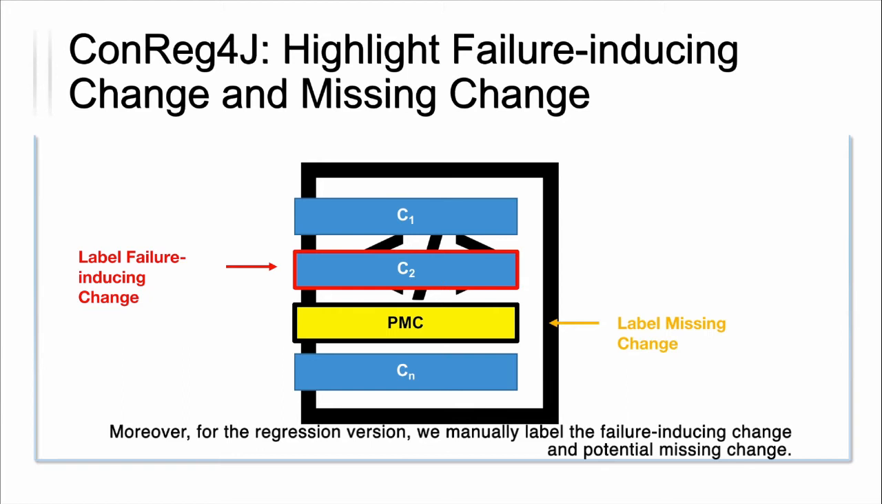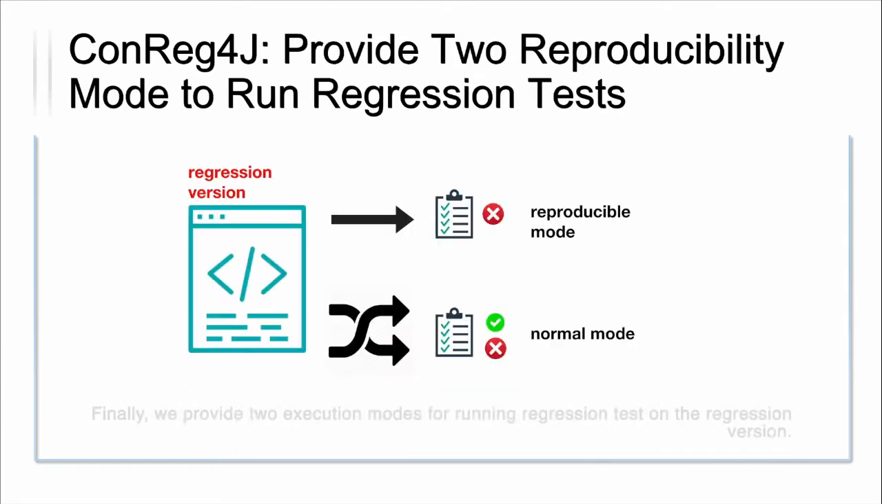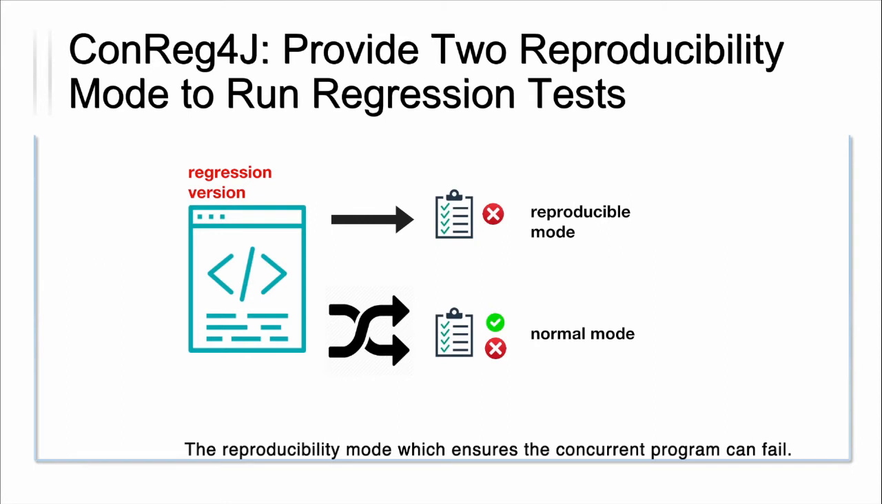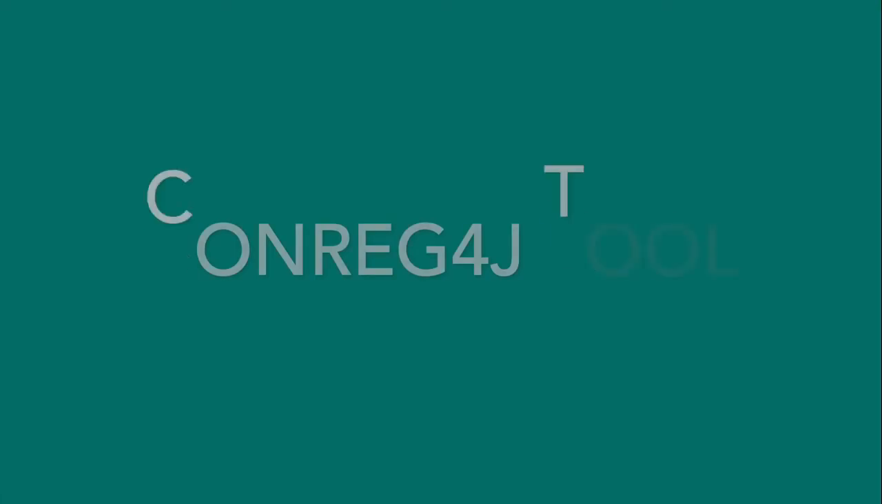Moreover, for the regression versions, we manually label the failure-inducing change and the potential missing change. Finally, we provide 2 execution modes for running a regression test on the regression version: the reproducibility mode, which ensures the concurrent programs fail, and the normal mode, in which the concurrent programs may probabilistically fail. Next, we show how we use the ConRej4J tool.